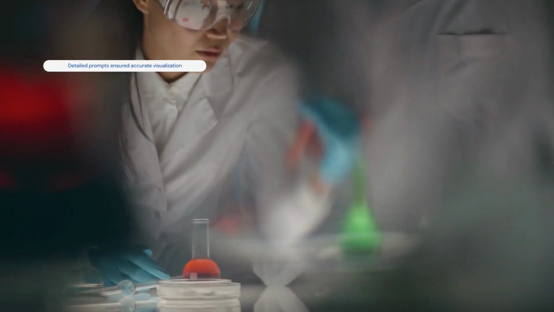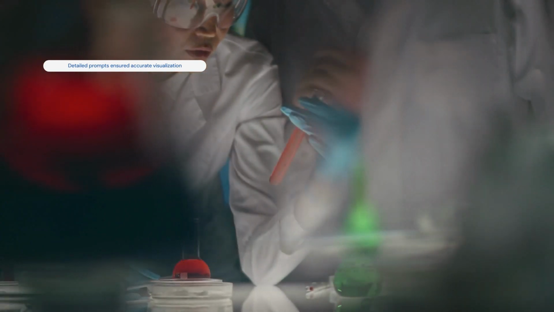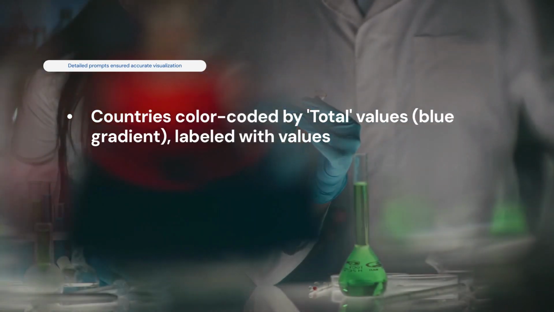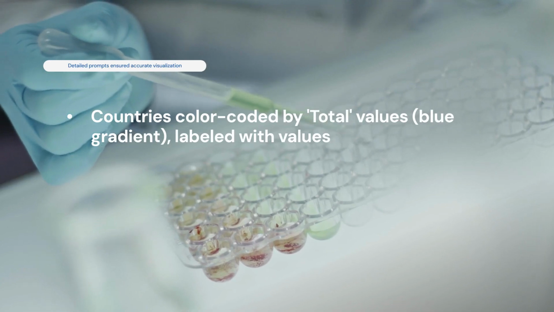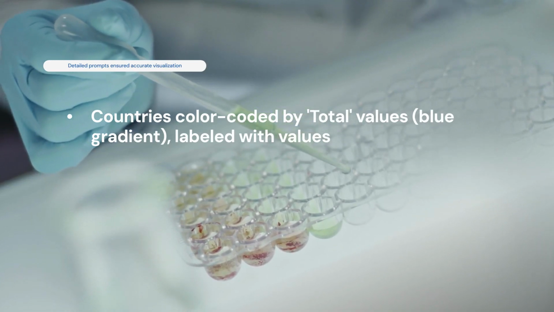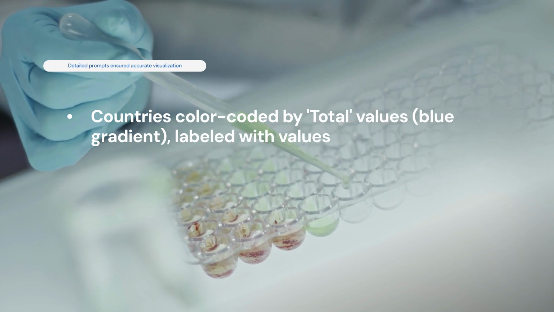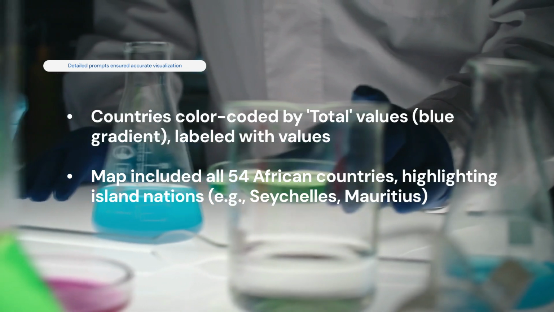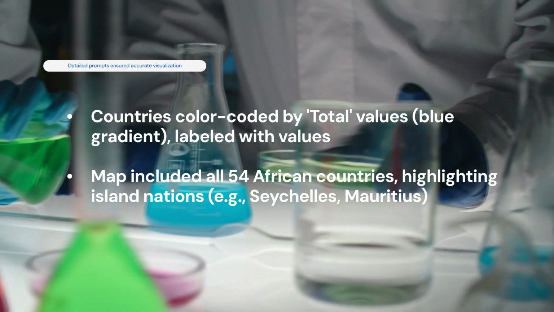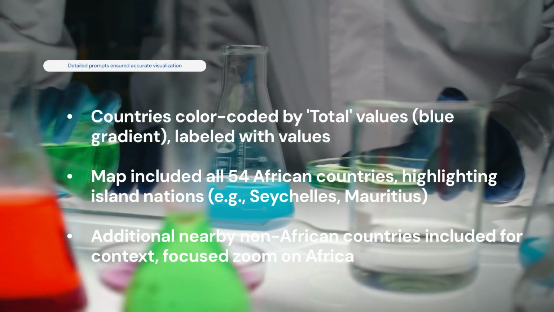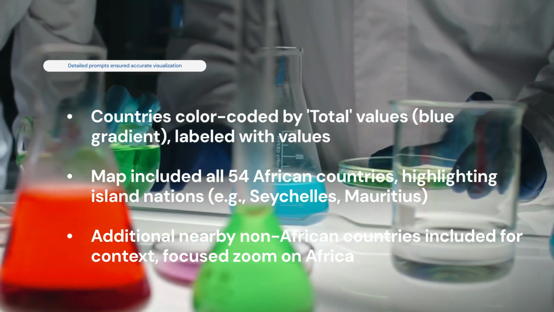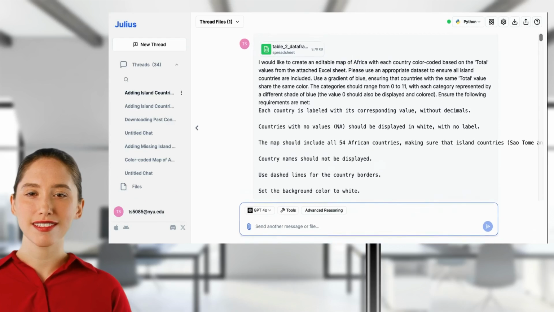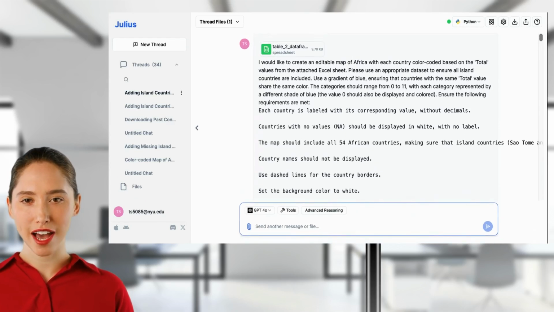Here are the detailed prompts I provided to ensure accurate visualization. Countries were color-coded based on their total values using a gradient of blue shades. Each country was labeled with its value, and countries with no values were displayed in white. The map included all 54 African countries, with special attention to the visibility of island nations. Additional non-African countries were included for context, and the map was zoomed to focus on Africa. To create an accurate and detailed map of Africa, we gave Julius AI specific instructions.